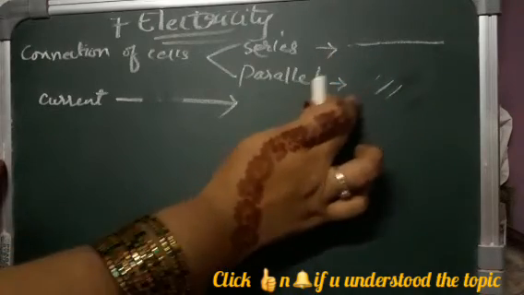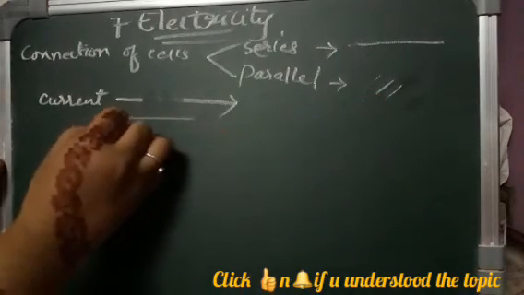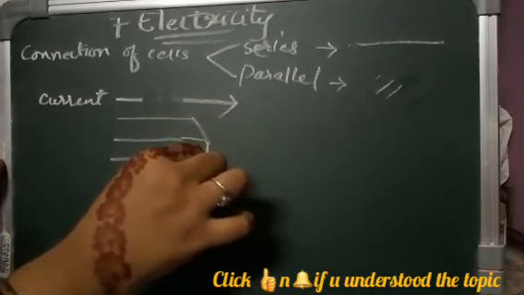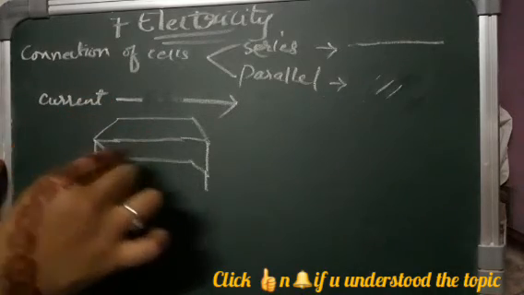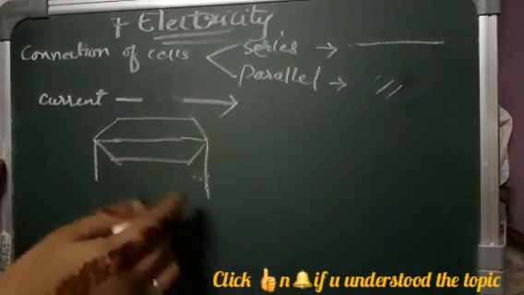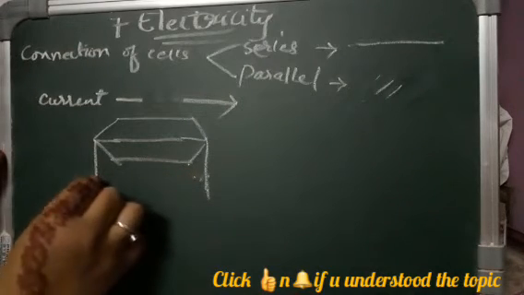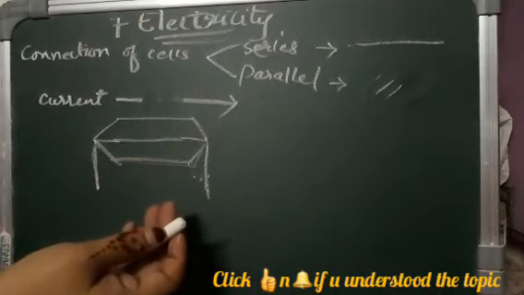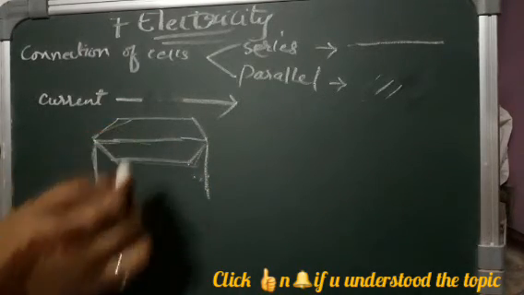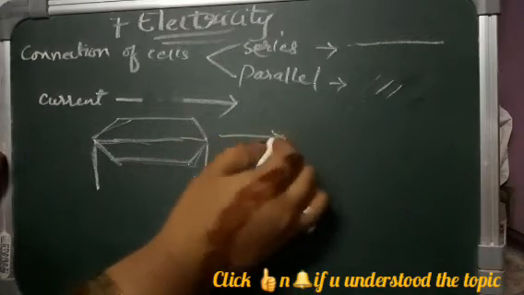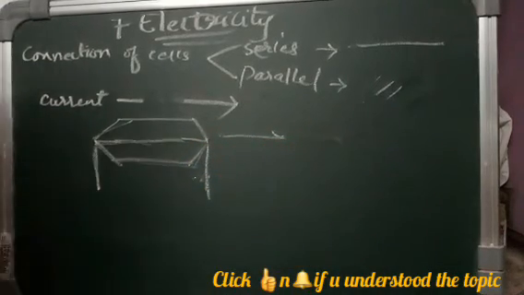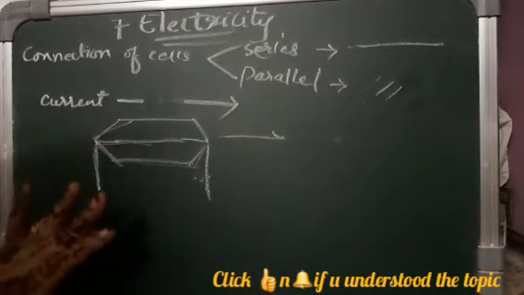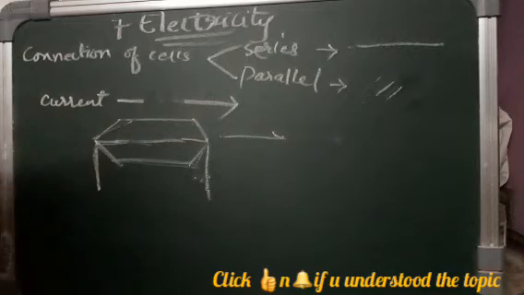If one path is not working, suppose they are connected like this, and the current is passing. The current can flow if this path is not passing the current, it doesn't matter, it will flow through this. Whereas in series only one path is there, so current will flow only through that path. Here, if one of the paths is removed or damaged, the current will still be flowing.